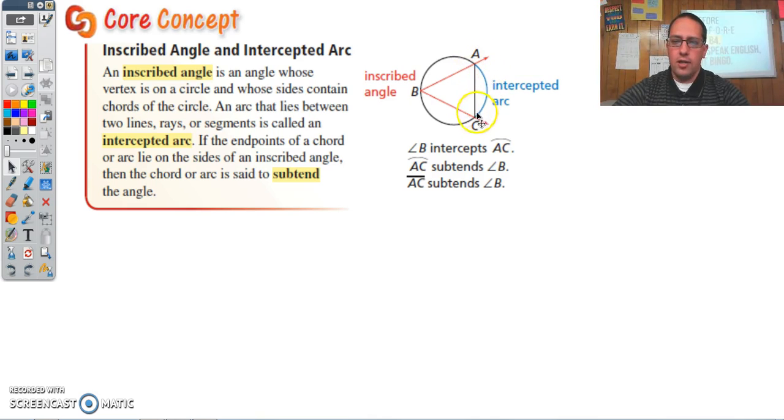An arc that lies in between the sides of the angle is called the intercepted arc. And the arc is said to subtend the angle. If the endpoints of the chord or the arc are on the angle, then it is said to subtend the angle. So arc AC subtends angle B, chord AC also subtends angle B, and angle B intercepts arc AC.